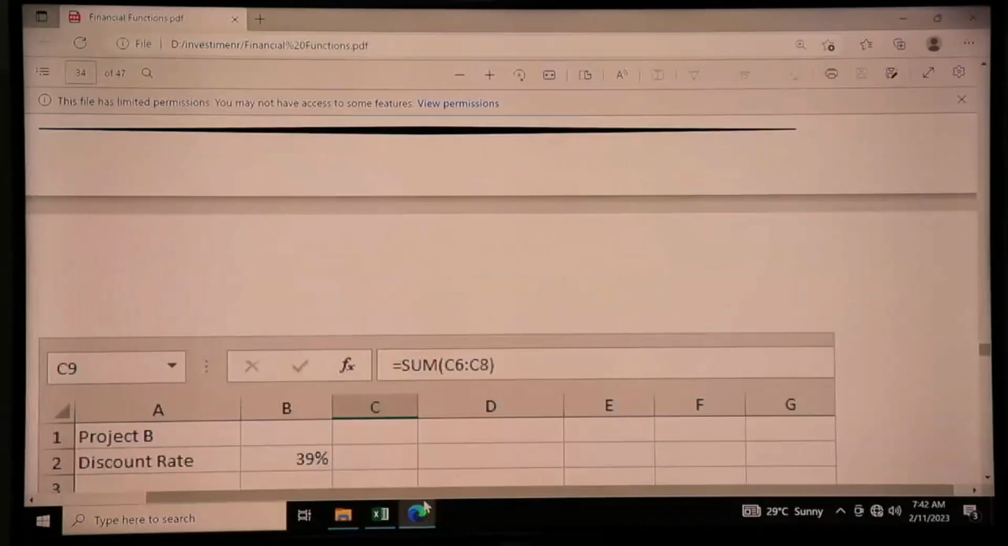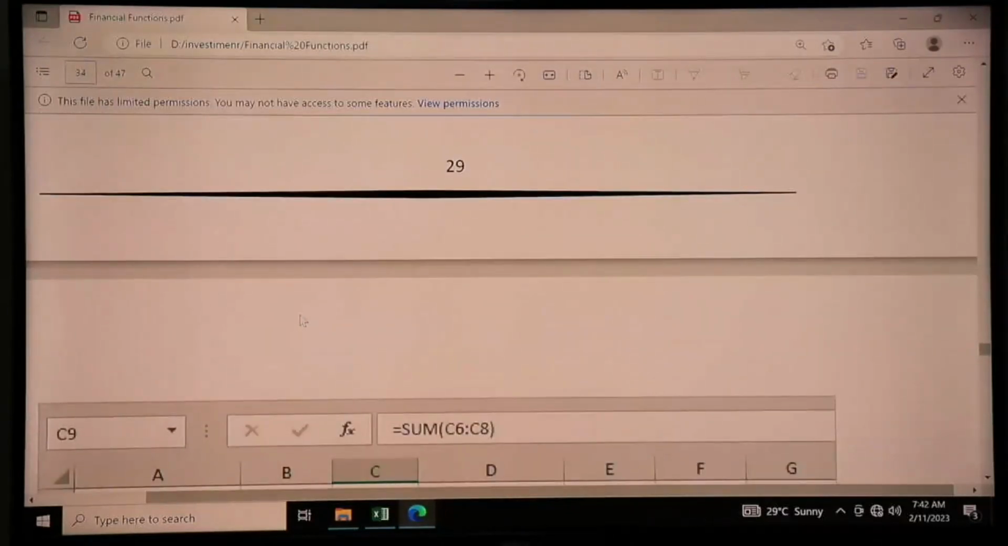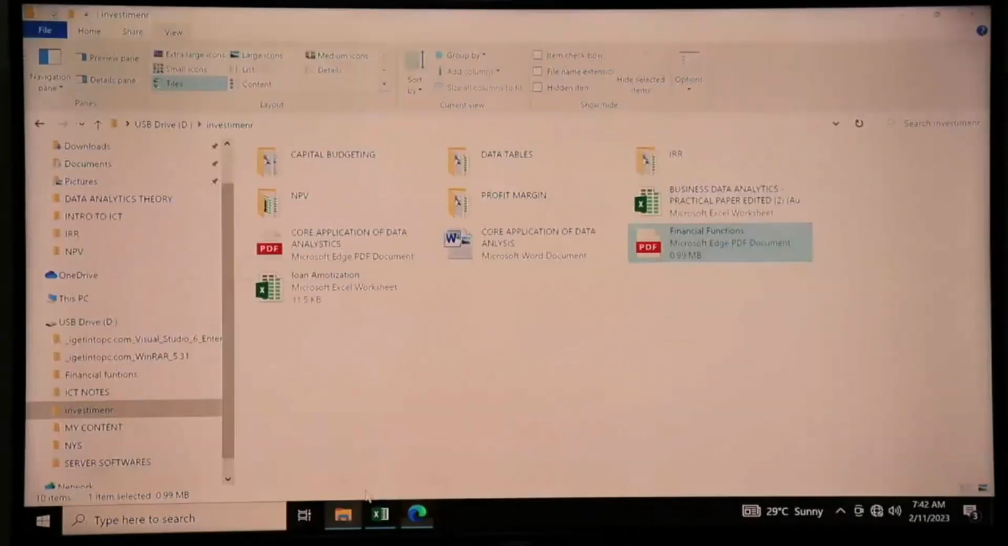From our last discussion, we did discuss the net present value. And I remember we did some examples of this net present value. Today we are going to discuss the internal rate of return.